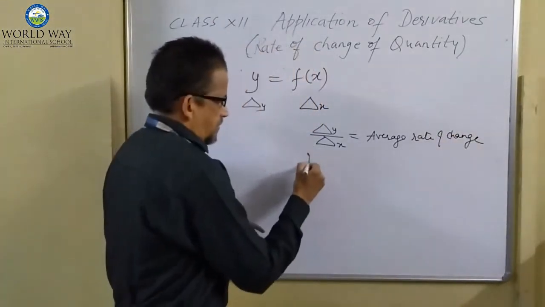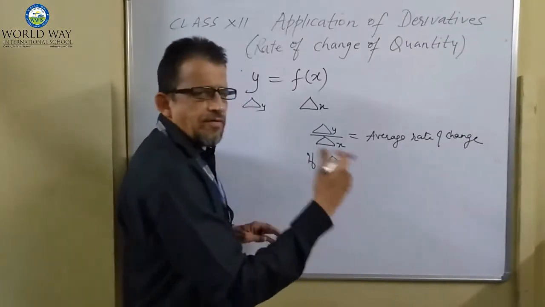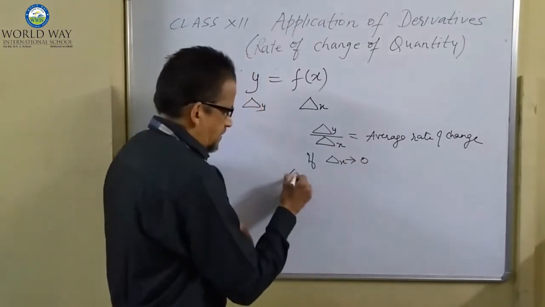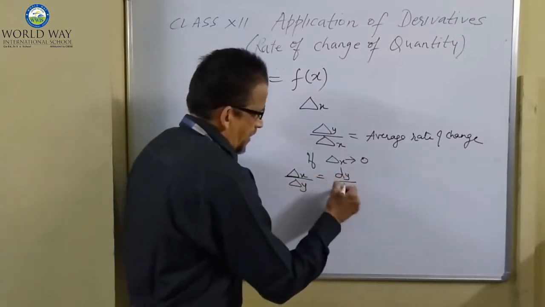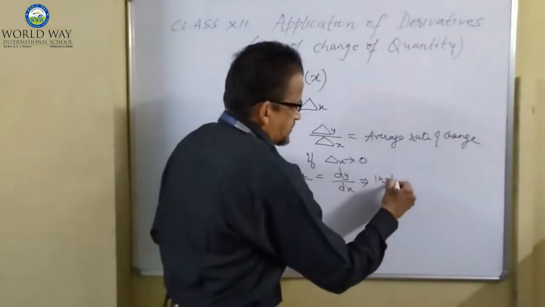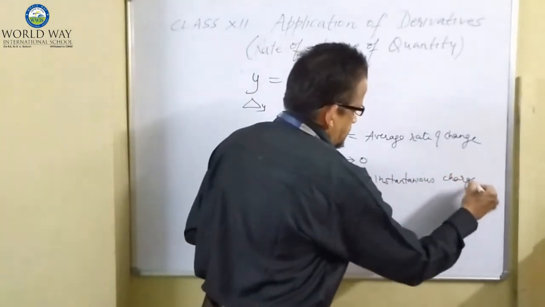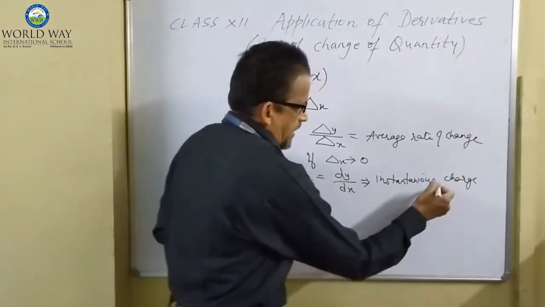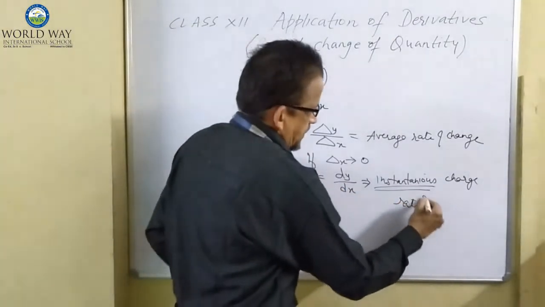Suppose the change del x is very near to 0, it is considered to be 0, then del y upon del x is equal to dy by dx, and it is known as instantaneous change. Instantaneous means the change that happens at once, that is called instantaneous change. And this change is what we consider in this chapter as rate of change.